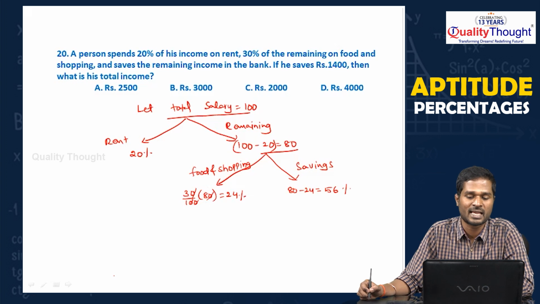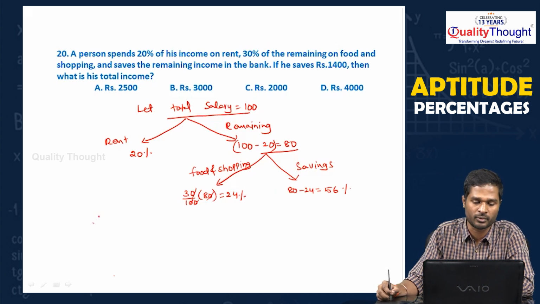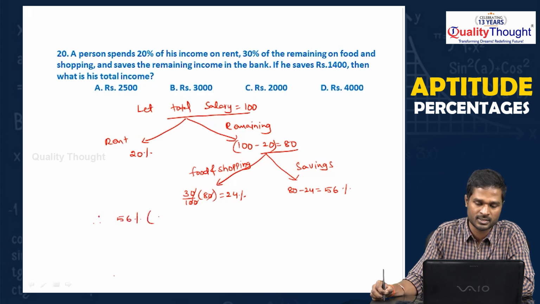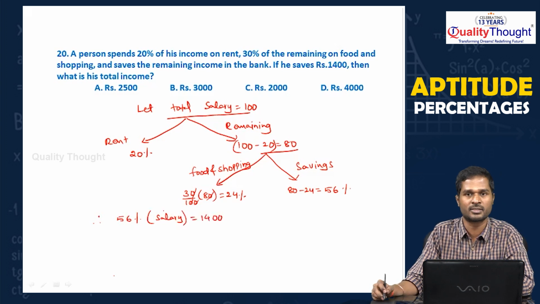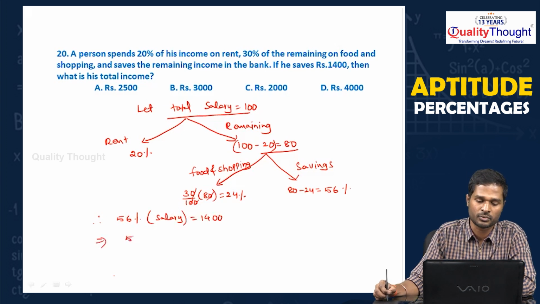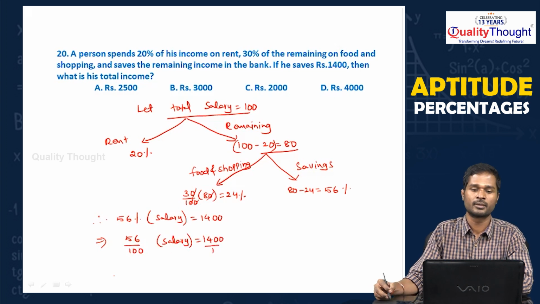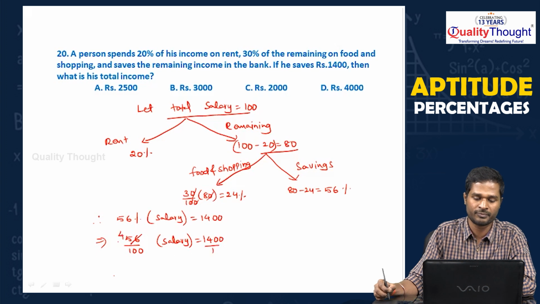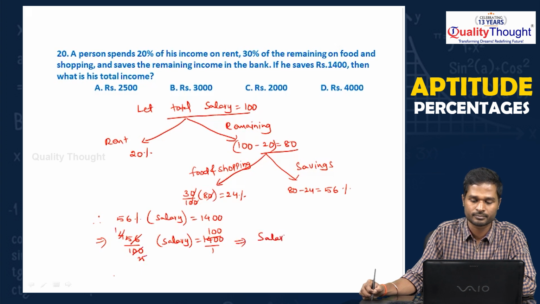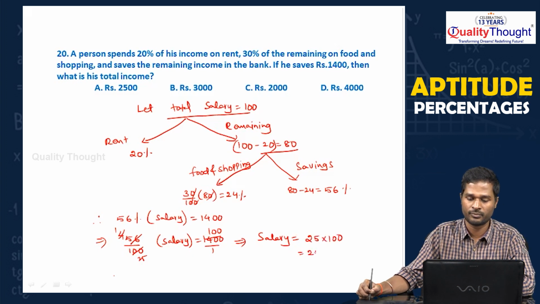Now 56% of the salary has been saved, which is equal to 1400 rupees. So 56% of the salary is equal to 1400. Then we need to find the total salary. So 56% of the total salary is equal to 1400. Nothing is there means one is there. So 14 4s are 56, 1400. This is 4 ones are 4, 25. So the salary of the person is 25 into 100, that is equal to 2500 rupees.